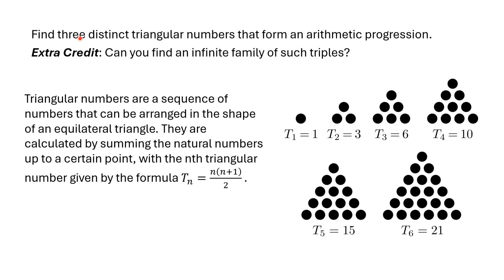Okay, so our problem is to find 3 distinct triangular numbers that form a progression. So we want to have the same difference between them. Now, obviously, they're not going to be in a row. They're not going to be one after another. There's going to have to be some gap in order to have this difference between them be the same so that we have an arithmetic progression.